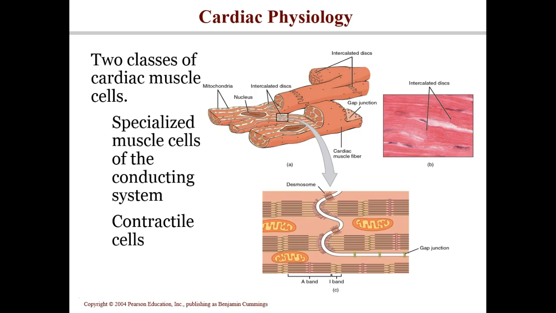So the muscle cells of the conducting system, their job is to control and coordinate the heartbeat. They do this because of their design. They do this because the electrical impulse and also the ions are able to pass through in a very, very methodical way. The contractile cells produce the contractions.